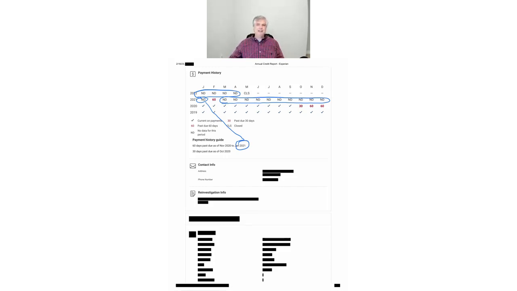And look at what they say here for January of 21. They say no data, but in the payment history, they say 60 days late. Now, how do they know that? How do they know it's 60 days late in January if they have no data there? Okay. So this is inaccurate. It's incomplete.